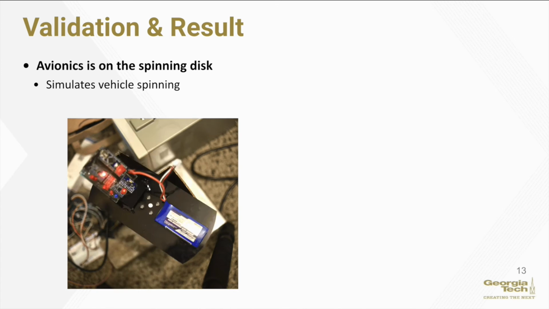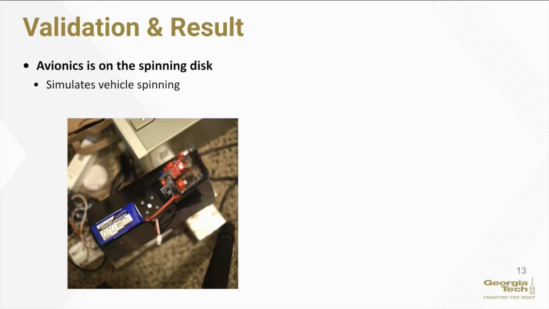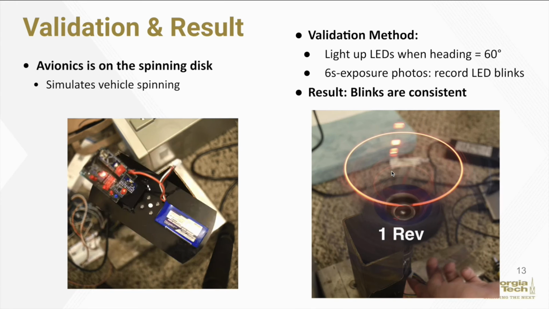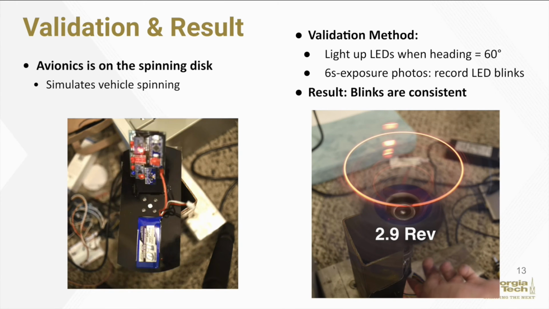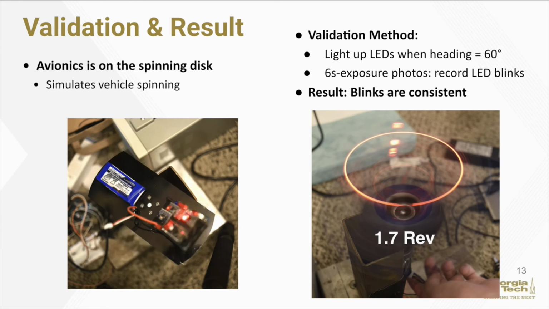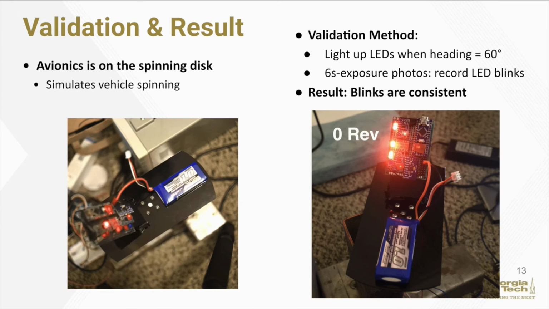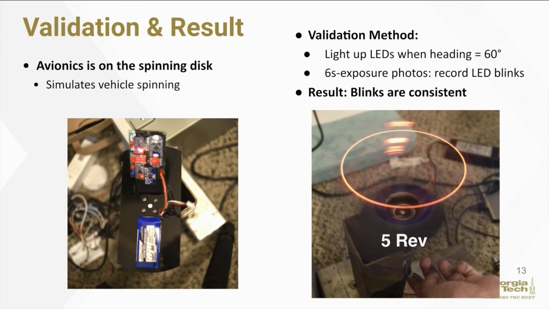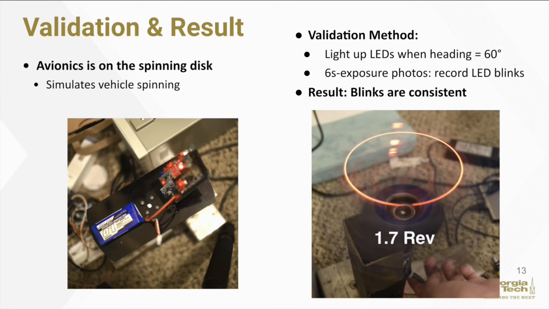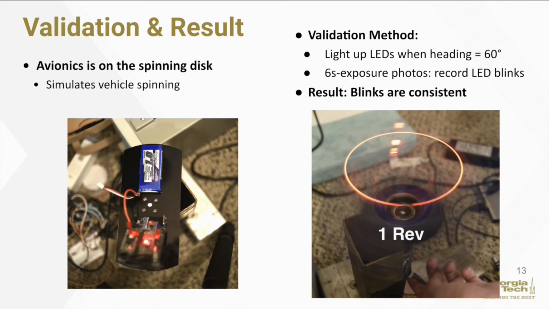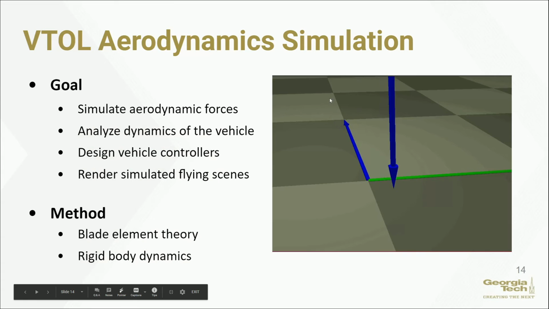So now with the software implemented, we need to test its performance on this test stand, which will simulate the vehicle spinning at different angular velocities. Our validation method here is to light up an LED when the heading is about 60 degrees. Then we take long exposure photos, which will record the LED blinks within 6 seconds. If the software is performing correctly, the LED blinks should stay in the same place, which is exactly what we observed from these photos, which means that our software is very successful. Our heading estimation is trustworthy, and we can use it for accurate control.